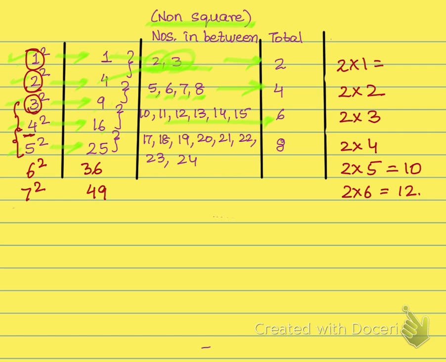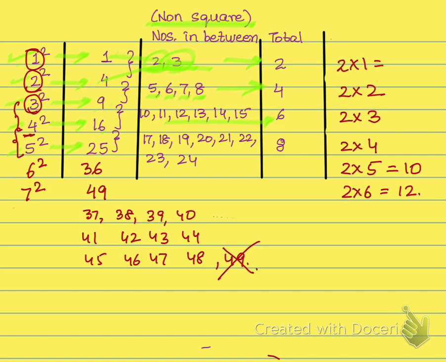Let's list down the numbers between 36 and 49 so you can count as well. So you'll have 37, 38, 39, 40, 41, 42, 43, 44, 45, 46, 47, 48, and 49. Do we take 49? No, because 49 is already our square number. So how many did you count? Go ahead. Yes, of course, we have 12 of these. Isn't it easy?